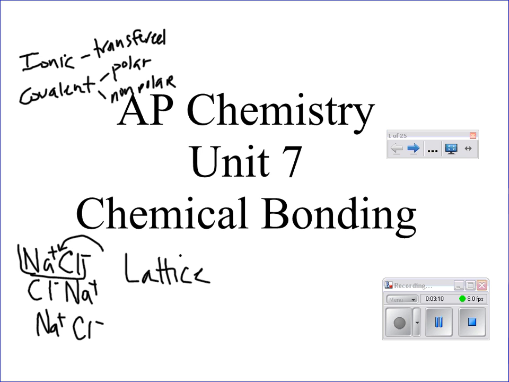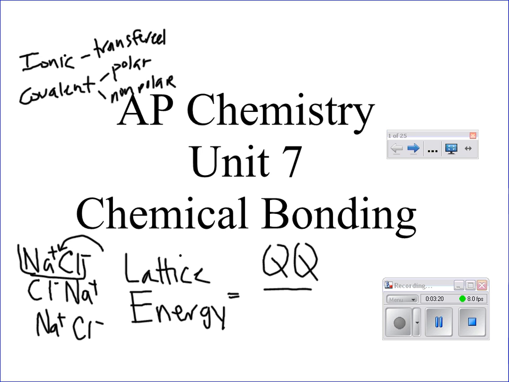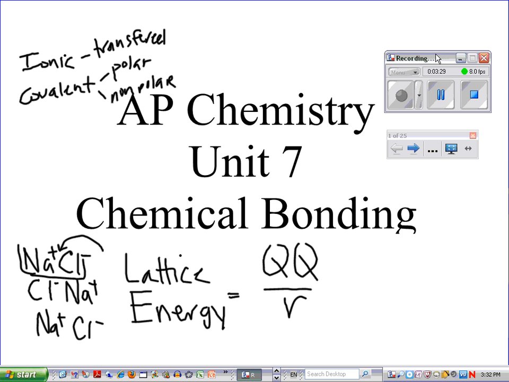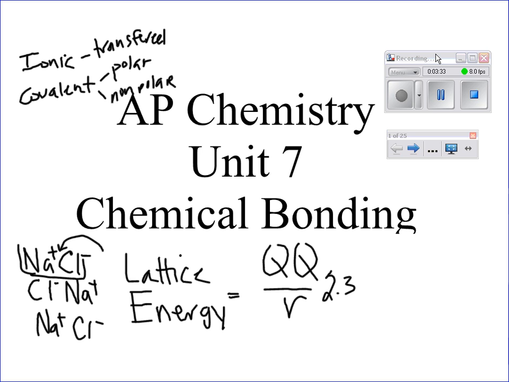calculate using Coulomb's law, which is a law that you'll learn more in physics in regards to point charges in space. Lattice energy is equal to Q over R times this really long number, and you don't need to memorize the number because we're not going to do the math with Coulomb's law. We're just going to talk about the relationship. The number is 2.31 times 10 to the negative 19th joules times nanometers.